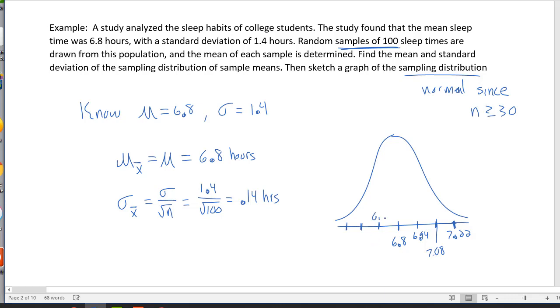I'm going to write that up here. So there's that 1 standard deviation below. And then I'm going to subtract 2 standard deviations from the mean. I'm going to get 6.52. And then I'm going to subtract 3 standard deviations from the mean. And I'm going to get 6.38.